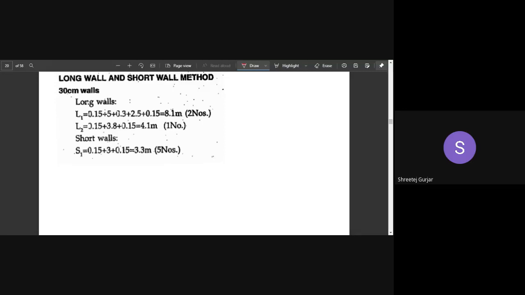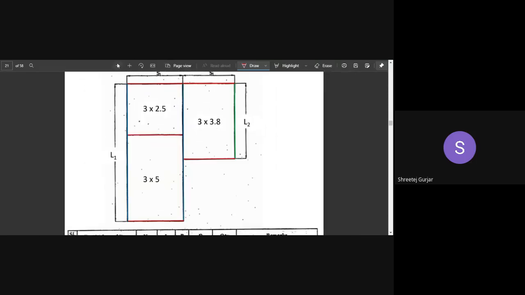So in long wall short wall method, what we have to do is divide our plan, our walls, into long walls and short walls. So let us look into how we can divide our plan. You can see the blue color which I have represented is our long wall, which we have represented as L1. These are two in number, 1 and 2, which I have represented in blue color.